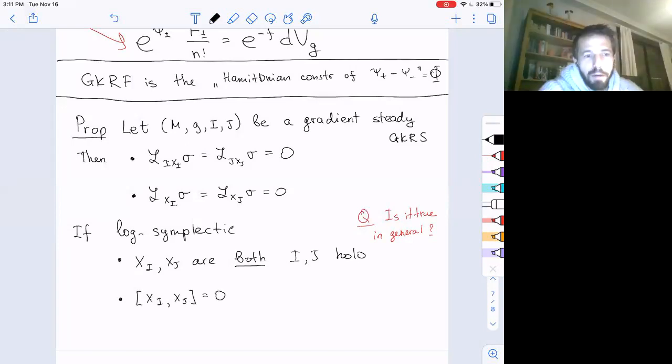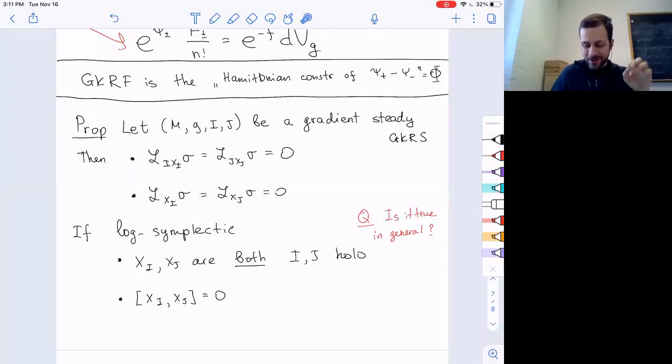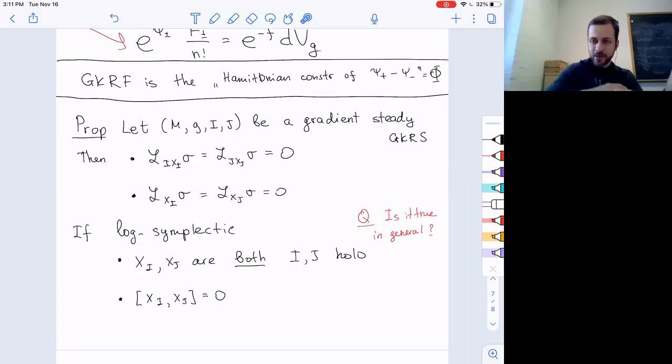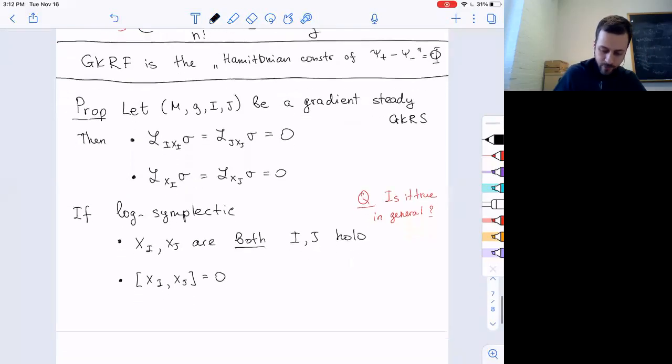Sorry, can you clarify? Are you saying that Xi is I holomorphic, or that Xi is both I and J holomorphic? Yes, they both are I and J holomorphic. Okay, thanks. Because we already knew that Xi is I holomorphic and Xj is J holomorphic. Now they are both simultaneously I and J holomorphic. So they essentially preserve the entire structure. They preserve the metric, they preserve I, and they preserve J. So they preserve everything that's possible.